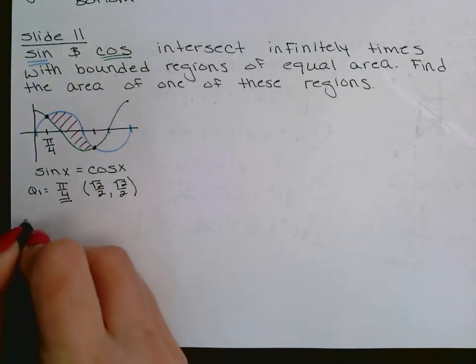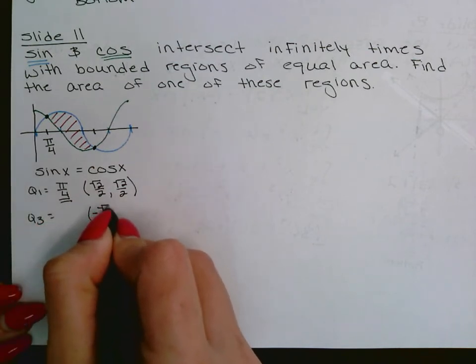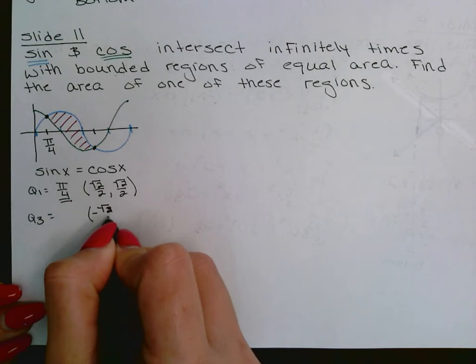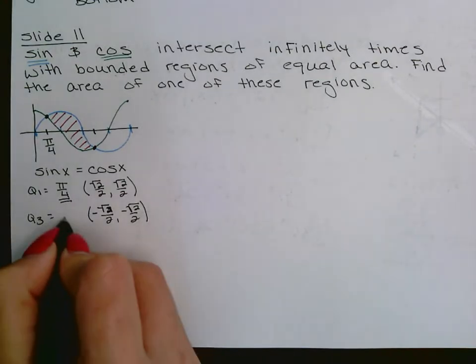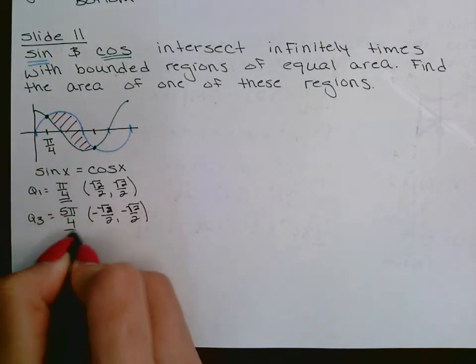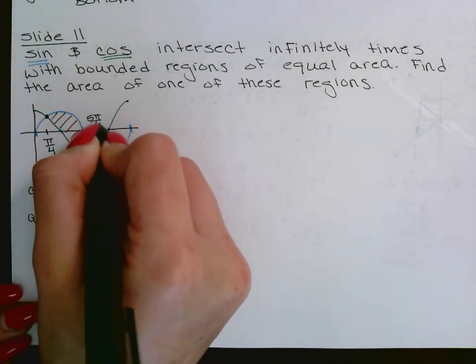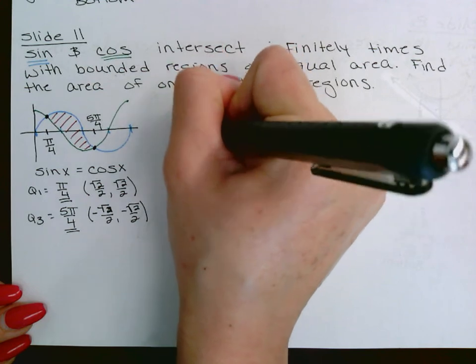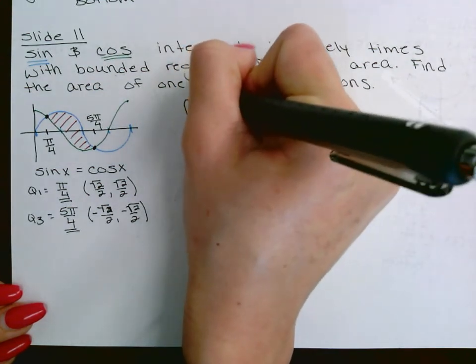Now the second time happens in quadrant 3, and they're both negative. And in the third quadrant, it's still over 4, but the numerator is 1 more than the denominator. So this right here is 5 pi over 4, which gives me my a to b.